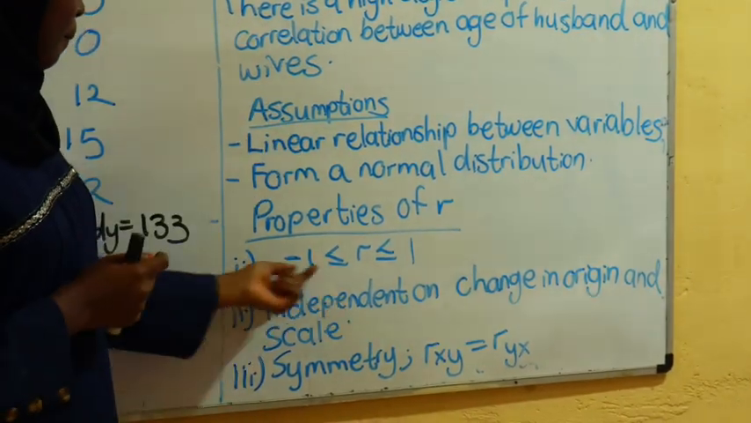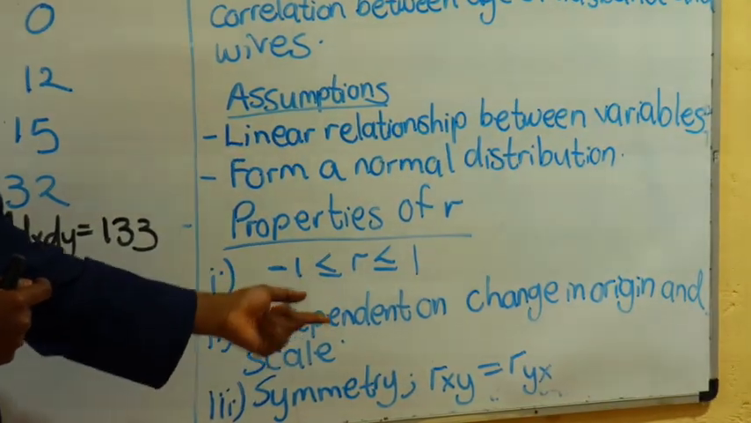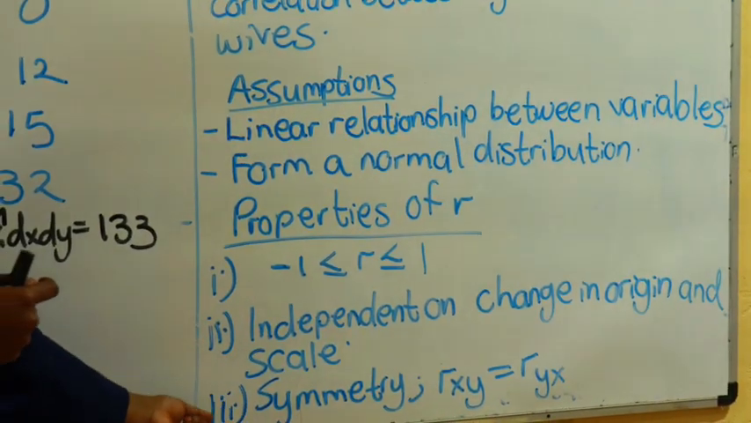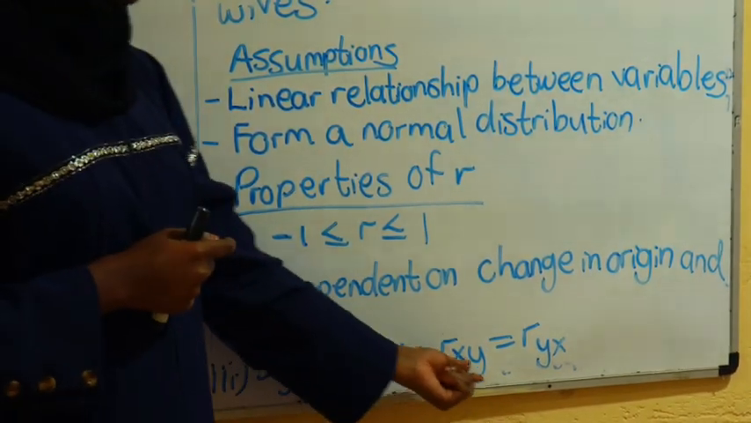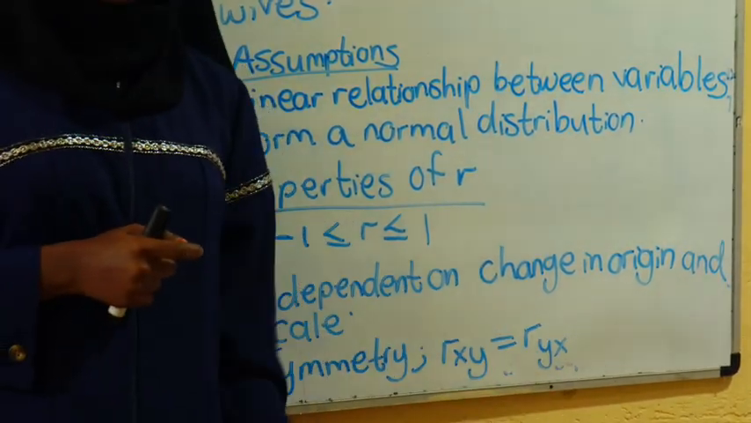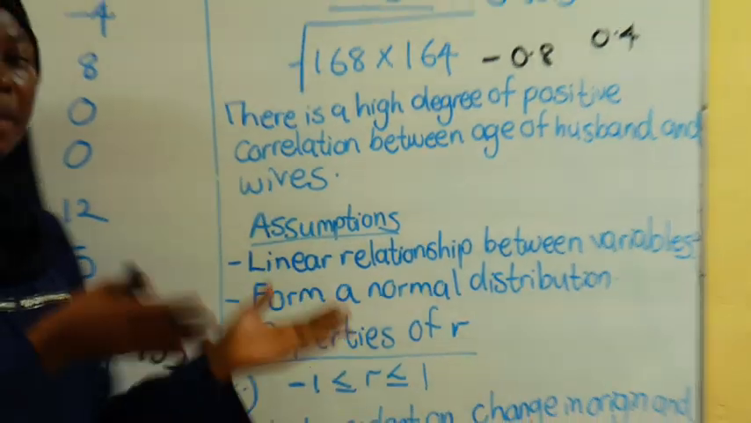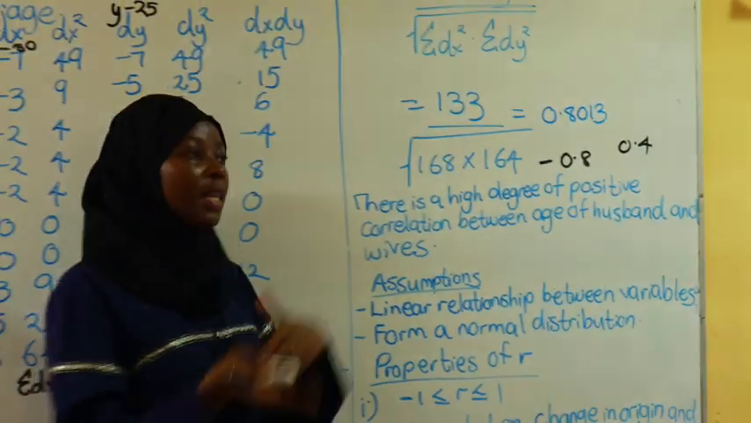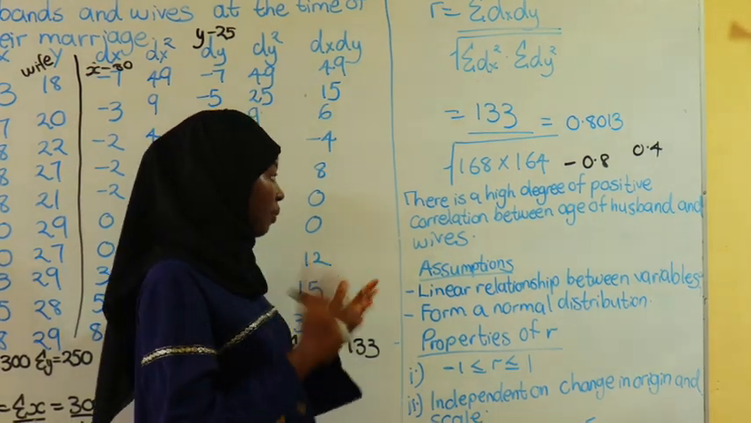And then the other property is it's independent of change in origin and scale, and it also has symmetry. Symmetry means when you take correlation of x to y, it should be the same as y to x. So for our example, the correlation between husband and wife should be the same as wife and husband. So that is symmetry. Those are the three properties.